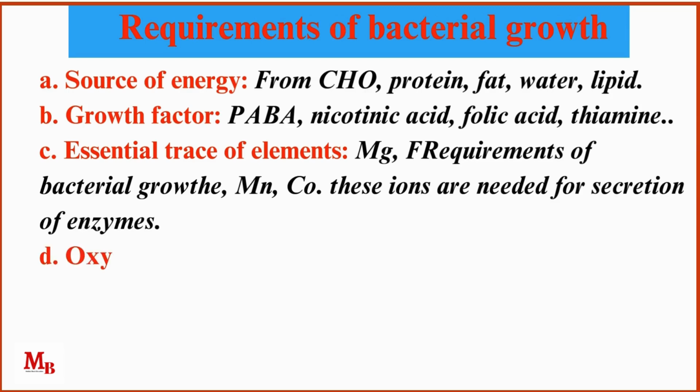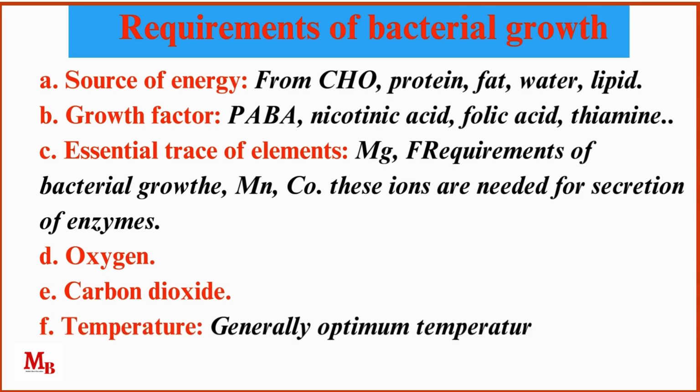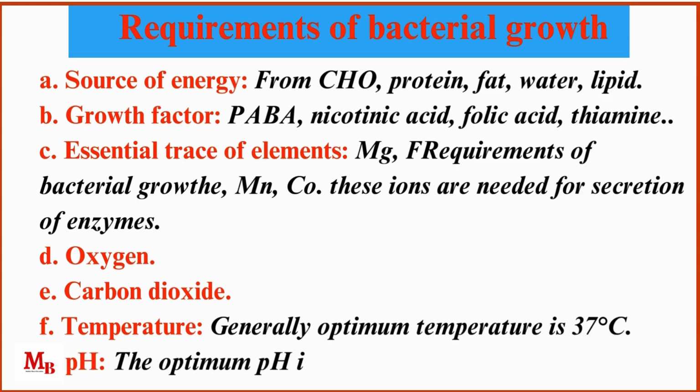Oxygen. Carbon dioxide. Temperature. Generally the optimum temperature is 37 degrees Celsius. pH. The optimum pH is like blood, 7.3 to 7.4.